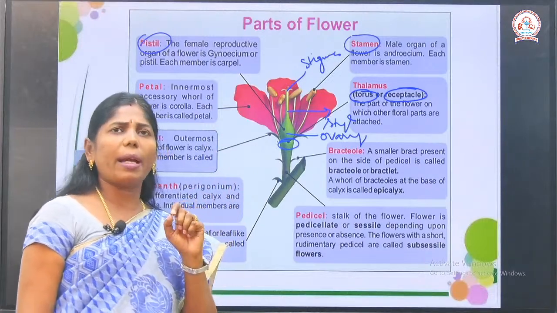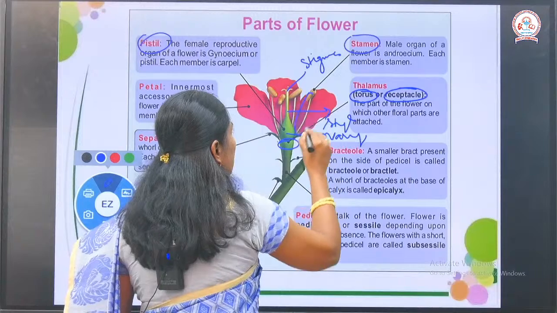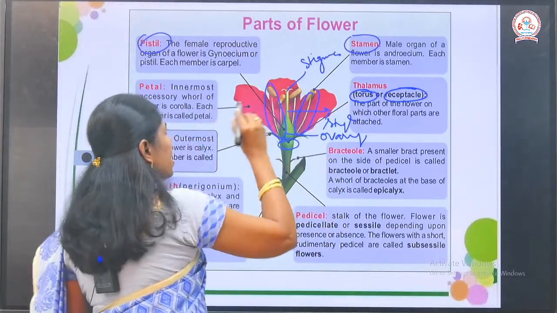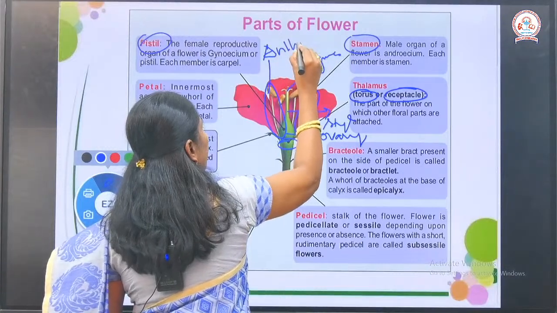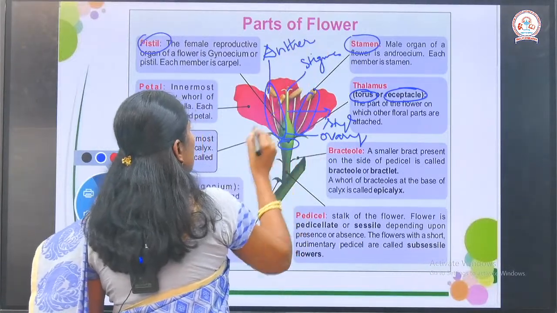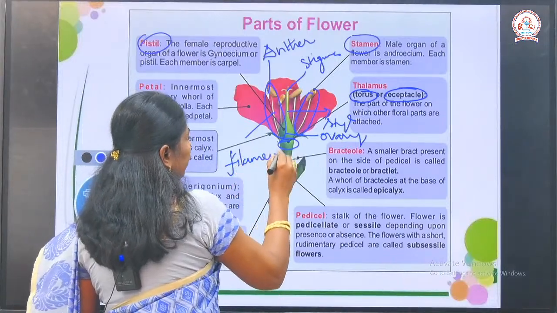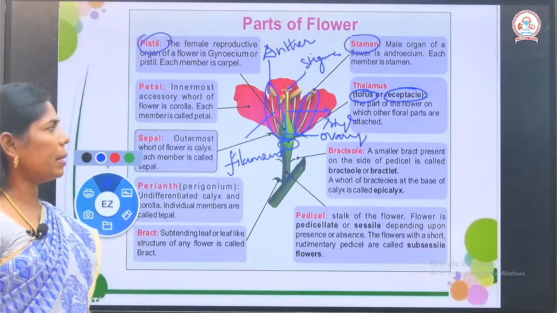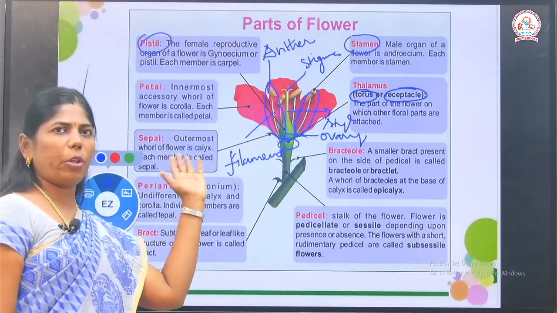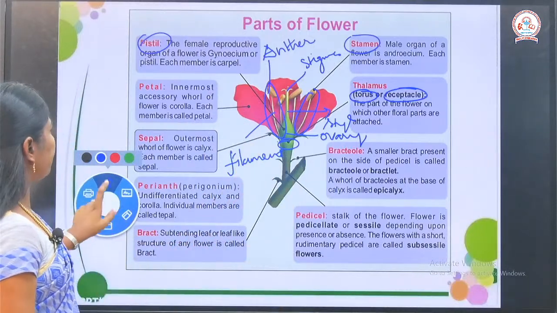What about the androecium part? It consists of stamens; each one is called a stamen. The stamen consists of the anther and the filament. So, anther and filament together make up the stamen. The stamen is the male reproductive part and the gynoecium is the female reproductive part.